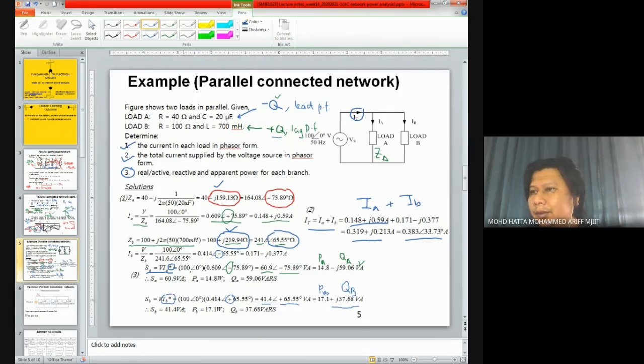Now we are done with question number 3, and we determined our real active power. We also got our reactive power correct. And for apparent power, what is apparent power? Apparent power is the value of our complex power magnitude. So for load A, we have 60.9. This is our apparent power. And for load B, it is 41.4, which is the magnitude of our complex power in branch load B. So that is for our apparent power. This is S, this is also S magnitude.